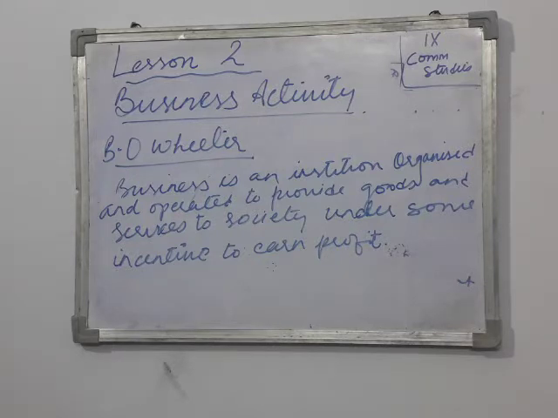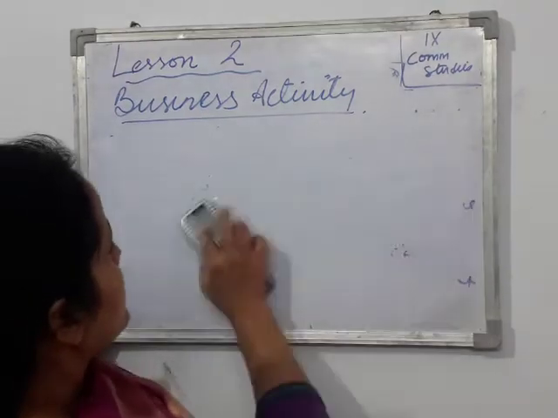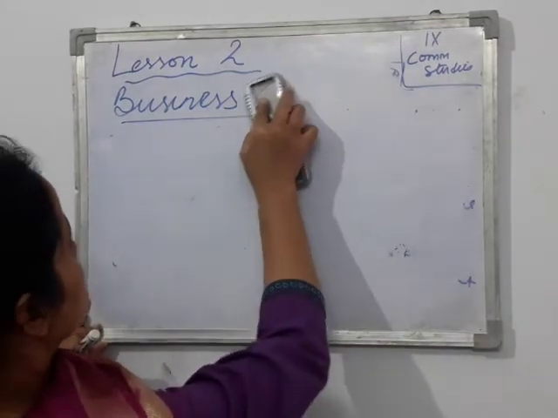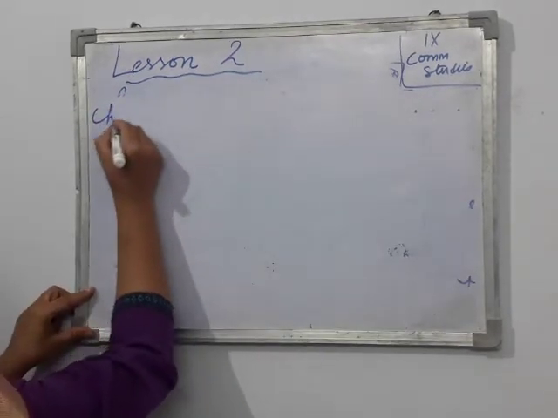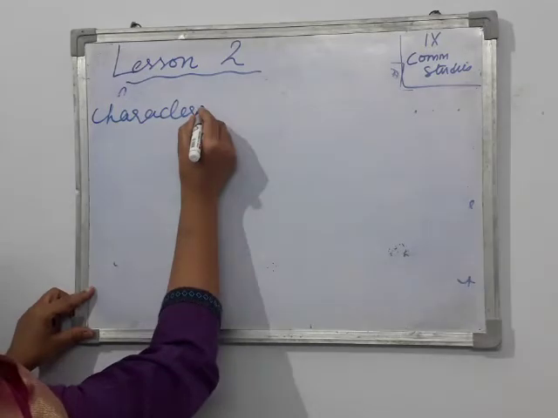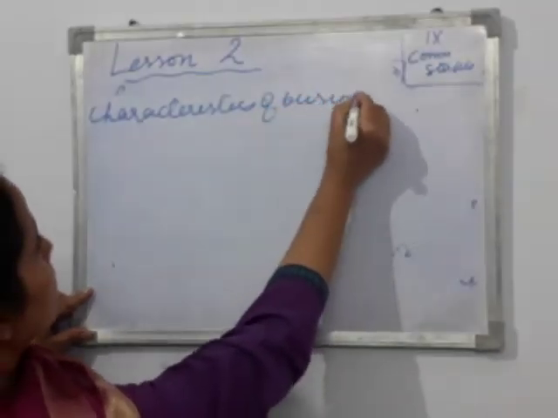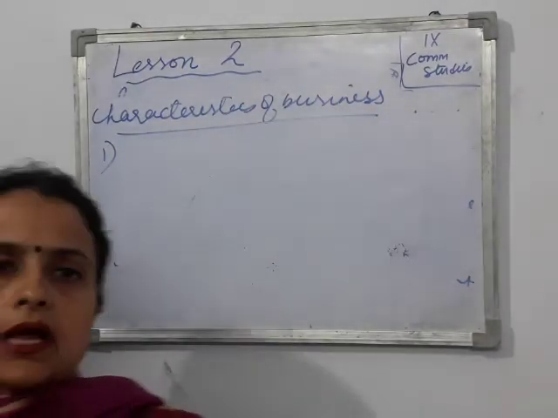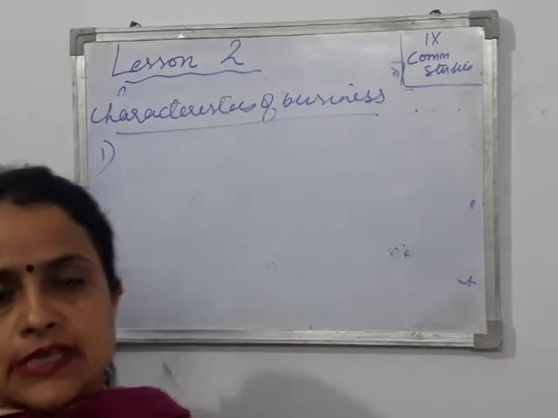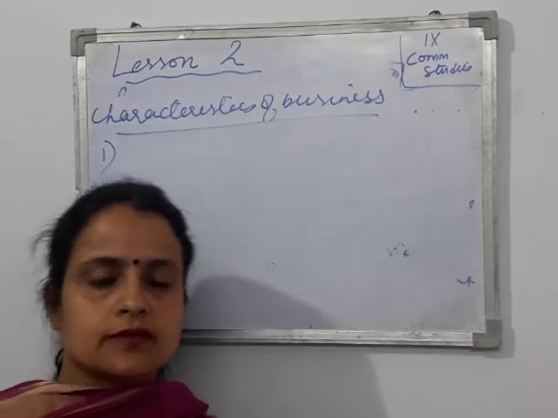Now children, further we'll read characteristics of business. अब हम क्या पढ़ेंगे? Characteristics of business. क्या खास बातें हैं कि हम business के बारे में जान सकते हैं, business को कैसे पहचाना जाए, what are the important features and characteristics of a business.